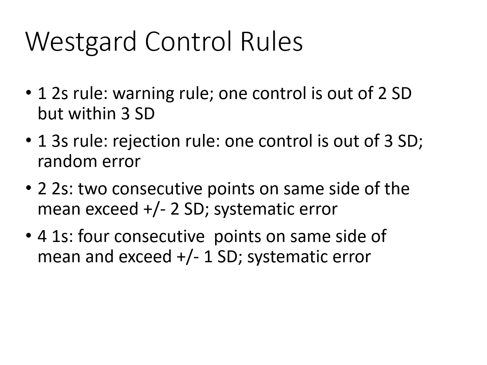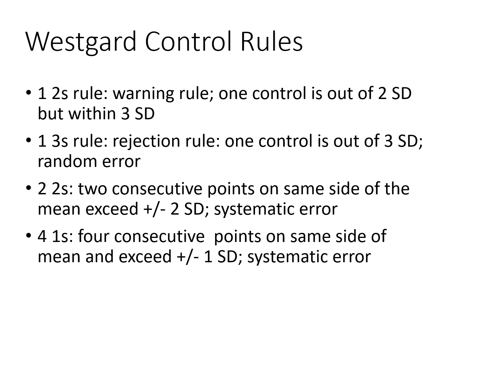That is where there are 2 consecutive points on the same side of the mean that exceed plus or minus 2 standard deviations. So you had the 1-2S rule today, but tomorrow when you run, you also have another point that's outside of 2 standard deviations on the same side. That now becomes a 2-2S rule, and it's a systematic error. Again, we're going to have to reject that run.